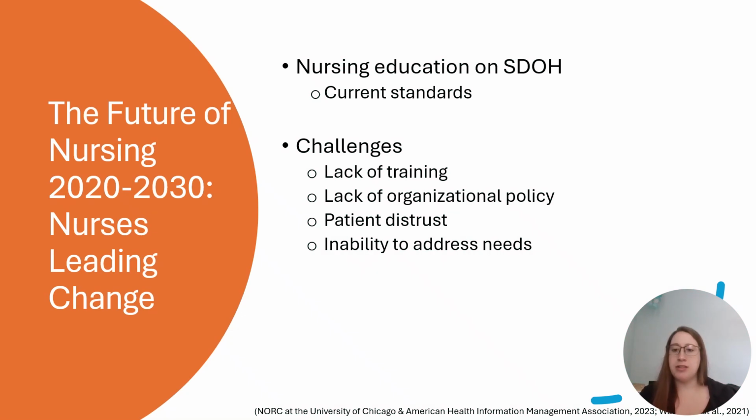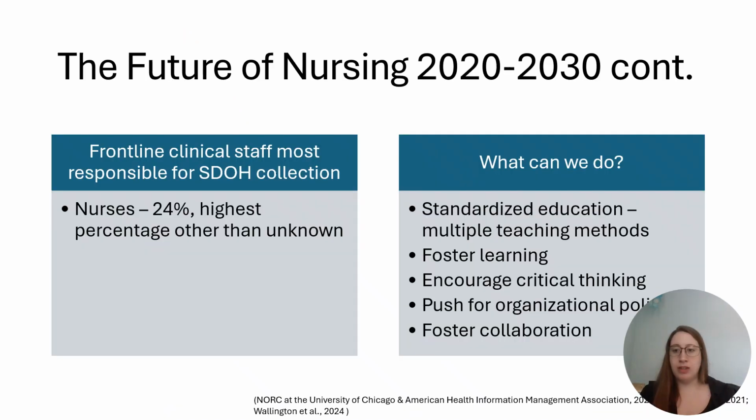Current challenges that nurses and other healthcare professionals face when addressing the social determinants of health include a lack of training, a lack of organizational policies that address the social determinants of health, patient distrust, and an inability to meet patients' needs once those are addressed. Frontline clinical staff are most responsible for data collection on the social determinants of health. According to a recent survey, nurses are responsible for collecting the highest percentage of this information.